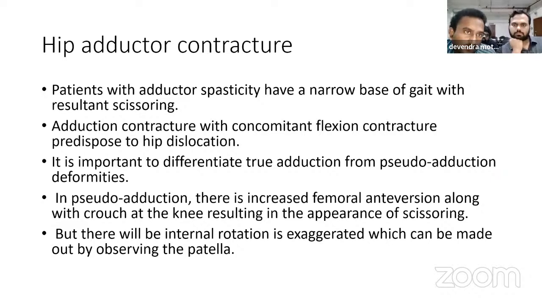Now, coming to the hip adductor contracture, patients with adductor spasticity have a narrow base of gait with resultant scissoring. Adductor contracture with concomitant flexion contracture predisposes to hip dislocation. And it is important to differentiate true adduction from pseudo-adduction deformities.